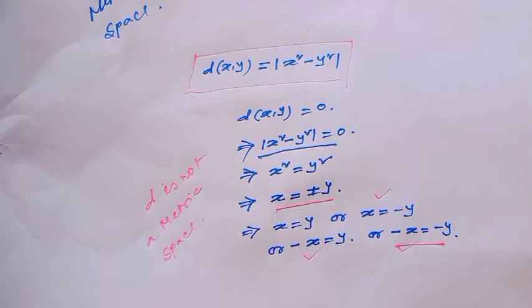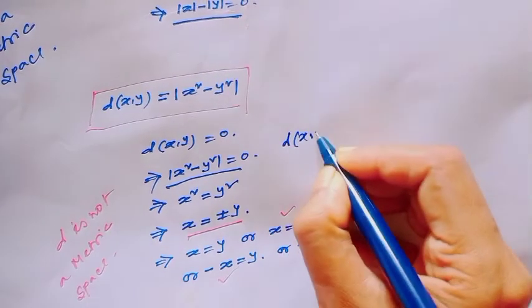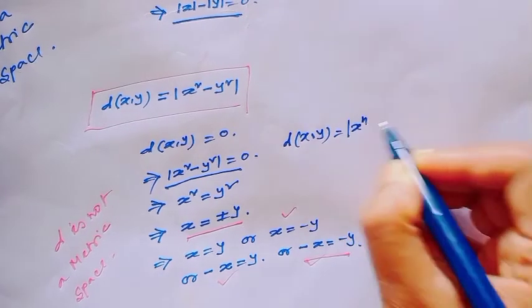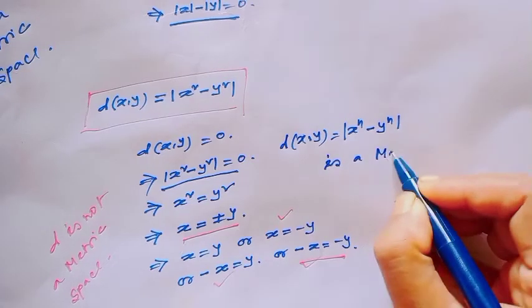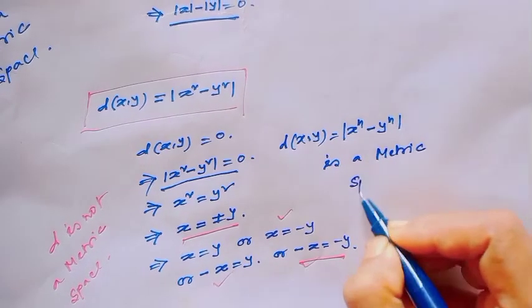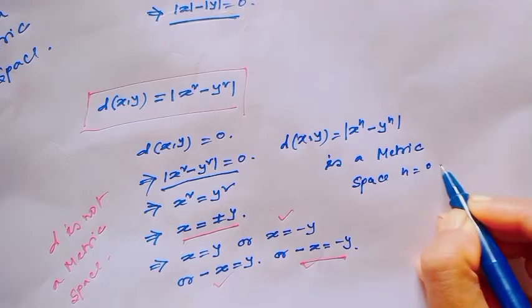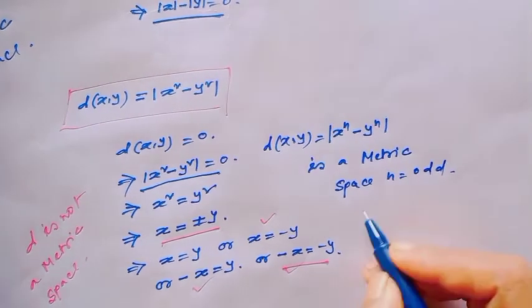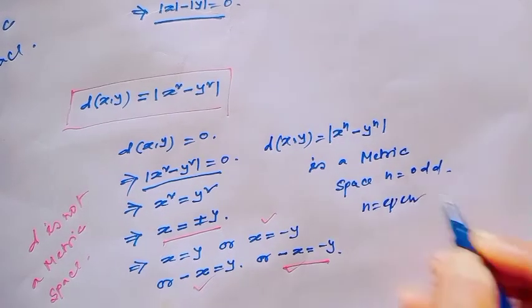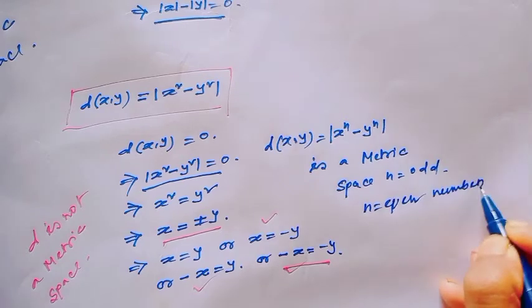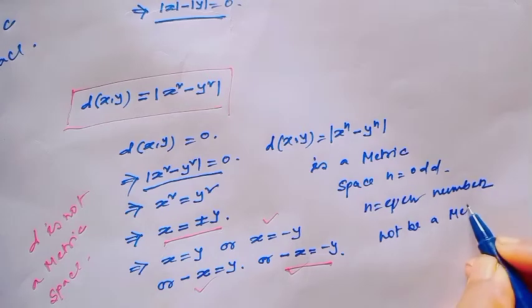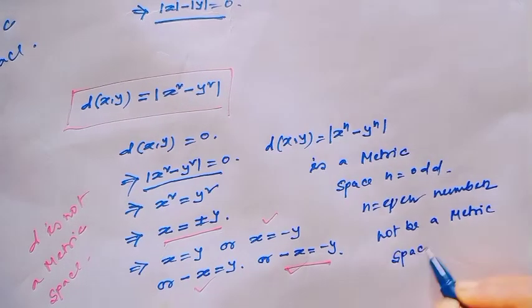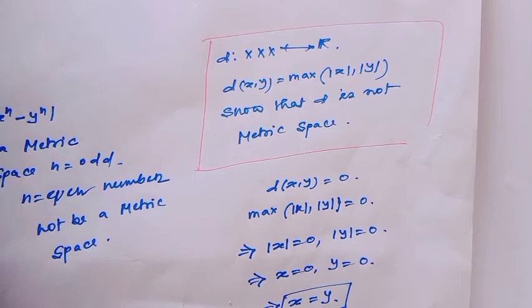Okay, so I have told you, if we take d of xy equal to x to the power n minus y to the power n, this is a metric space when n is an odd number. When n is an even number, then this will not be a metric space.